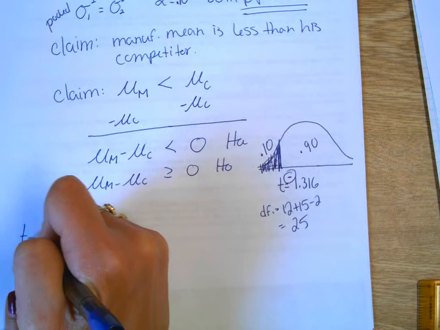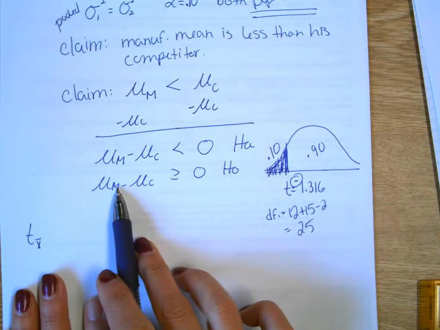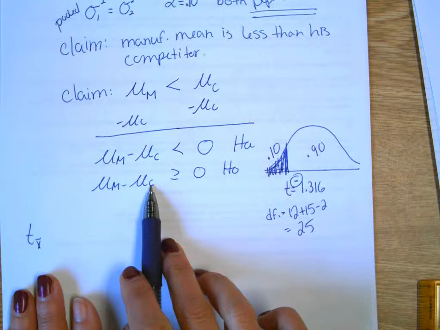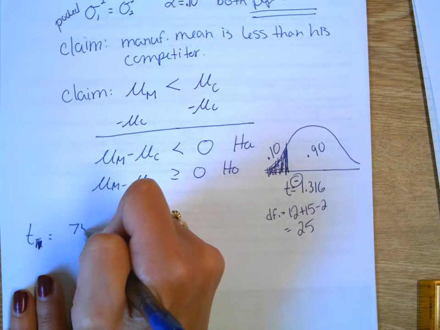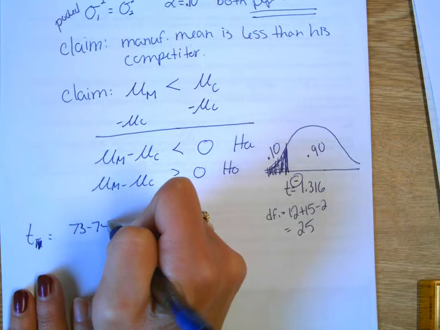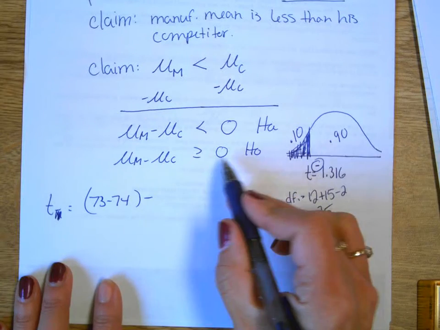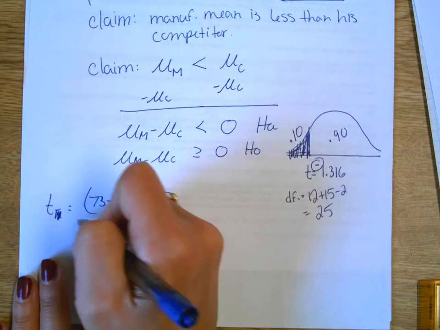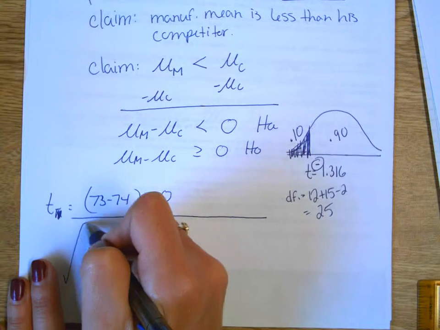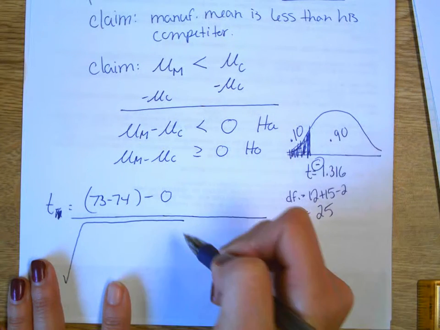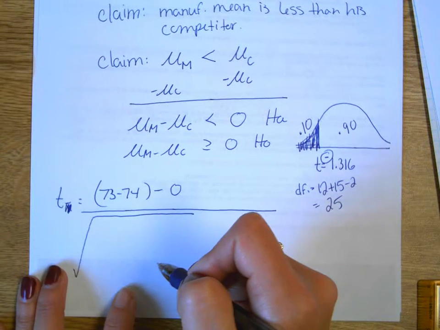So the t-score, and we've got to go in the order we wrote our claim, so it's the manufacturer minus the competitor. So that will be the 73 minus the 74. And then the whole has a 0 in it. And then the bottom is just ugly. So it's just kind of plug and chug, follow through.